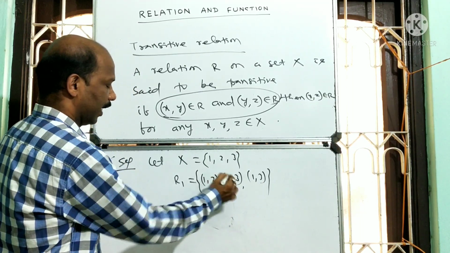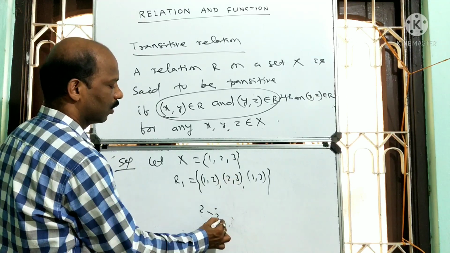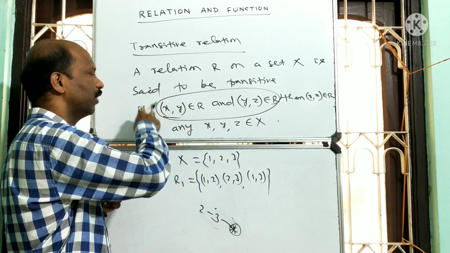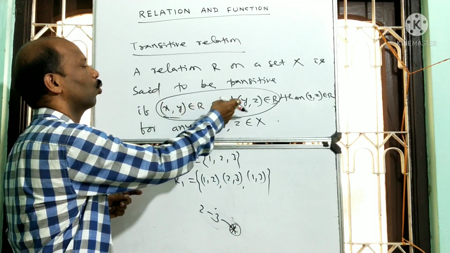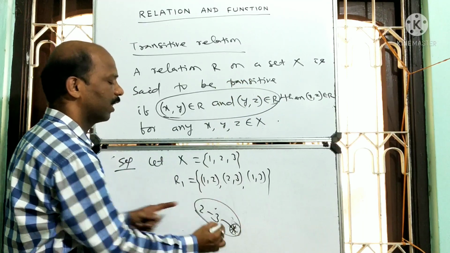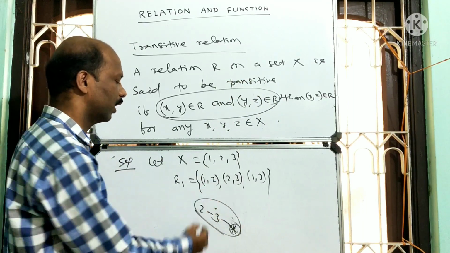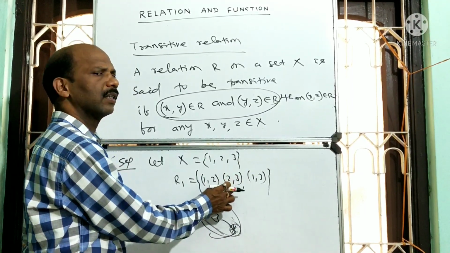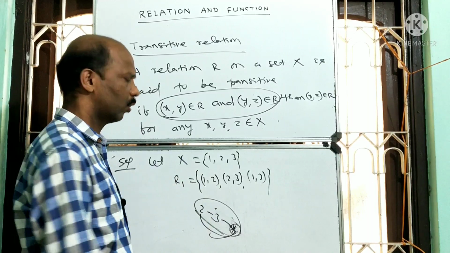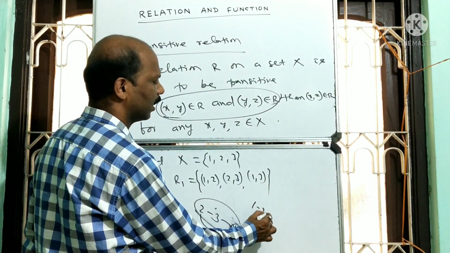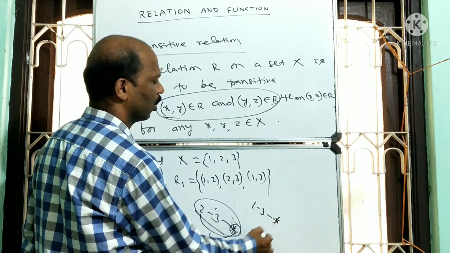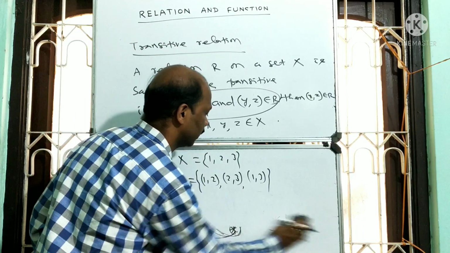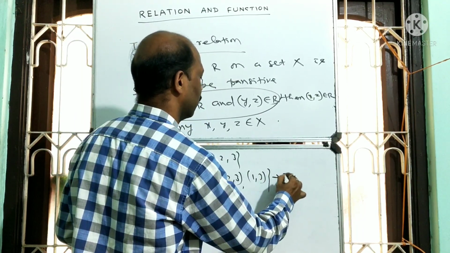Again, next 2 is related to 3. 3 is not related to any other element. That means the if part has (x,y) belongs to R but (y,z) does not belong to R. So totally the if part is false. So we are not worried about it, and automatically this element satisfies the transitivity condition. Okay. Next, 1 is related to 3. 3 is not related to any other element. So we are not worried about (x,z). So it is a transitive relation.